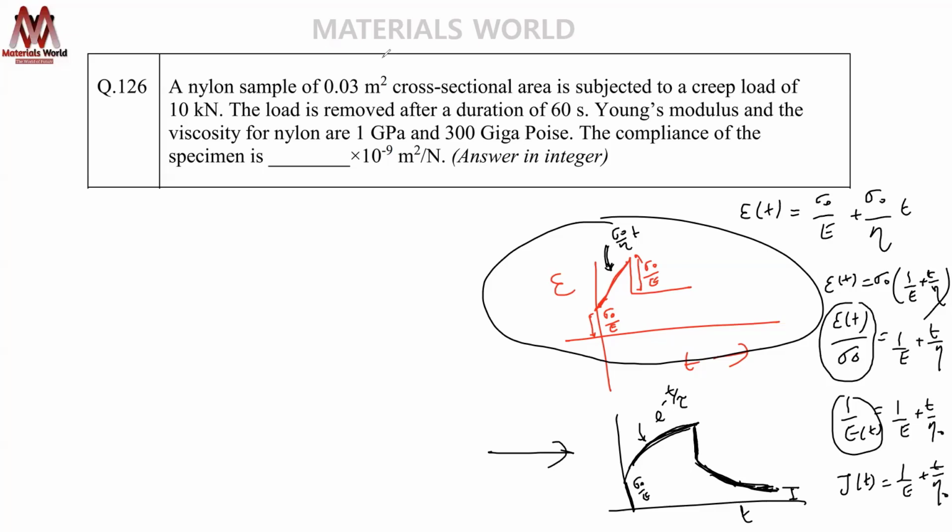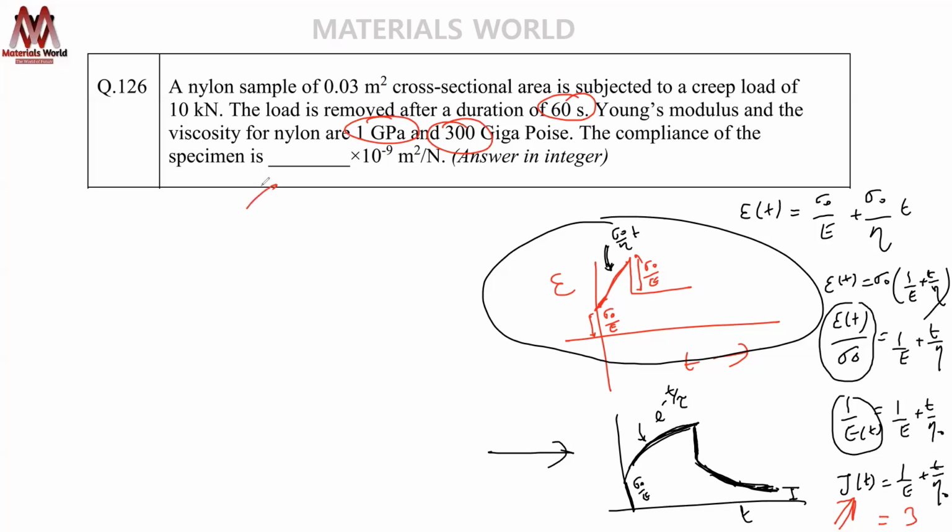So using this Maxwell element also, you can arrive at the compliance expression. E is already given, eta is already given, and time is already given. So you can estimate. If you estimate, your J of t will come around 3. But it's a very poor estimation.